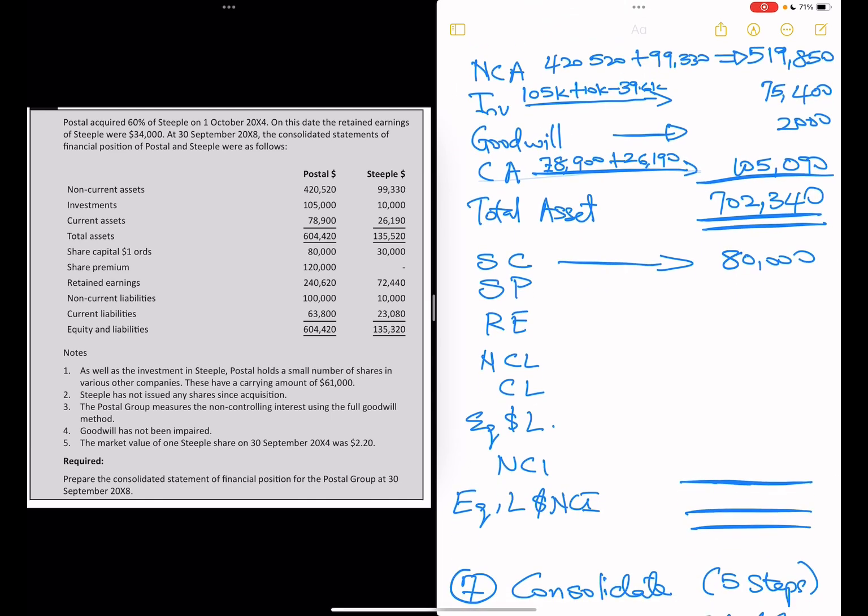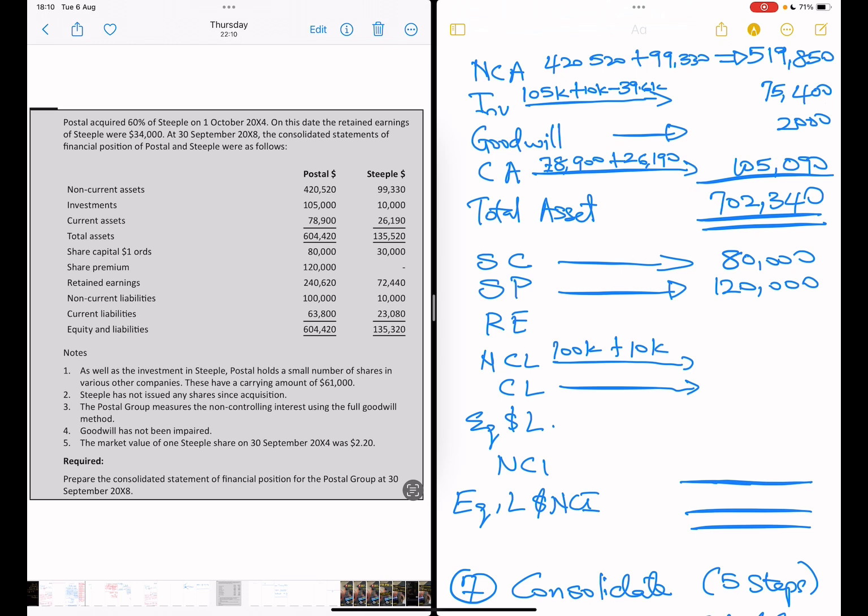Now we need to add all the liabilities together. The share premium remains 120,000 as well for the parent. Then retained earnings. We need to calculate retained earnings. If you remember, we'll come back to that. I think that's my step 4, right? So we'll leave that. Let's do the liabilities as we have in our template. So non-current liabilities will be 100k plus 10k, and that gives us 110,000.